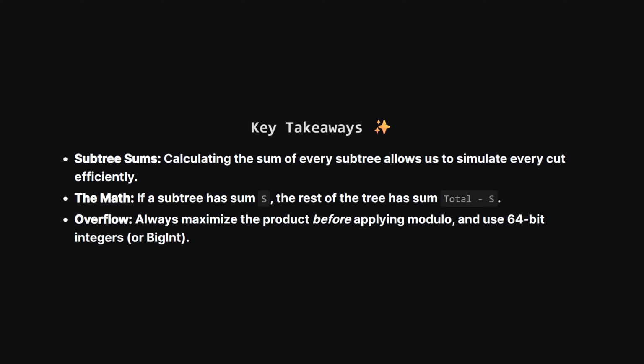So let's wrap it up. We learned that we don't need to physically modify the tree. By calculating the sum of every subtree, we have all the information we need to simulate every possible cut. We used the total sum to find the weight of the other half instantly. And finally, we saw why handling data types is crucial when dealing with products of sums.